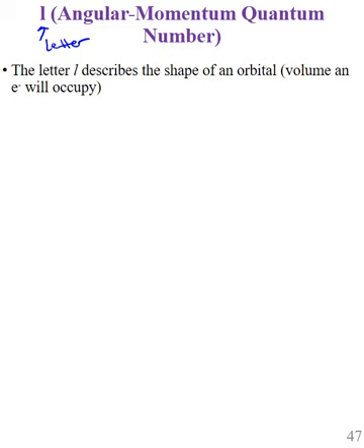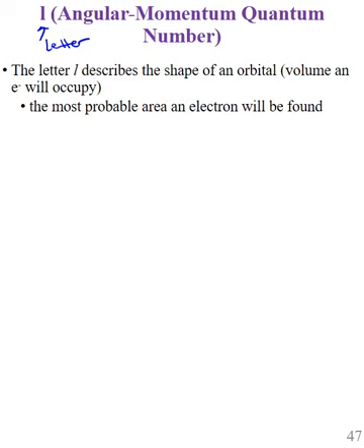The letter L describes the shape of an orbital, which is the volume an electron will occupy. This is the most probable area an electron will be found. Remember, it's the probability. The reason why is because electrons will not go in a defined path. You can only find the probability of where an electron will more likely be found, and you do that by taking the wave function and squaring it.